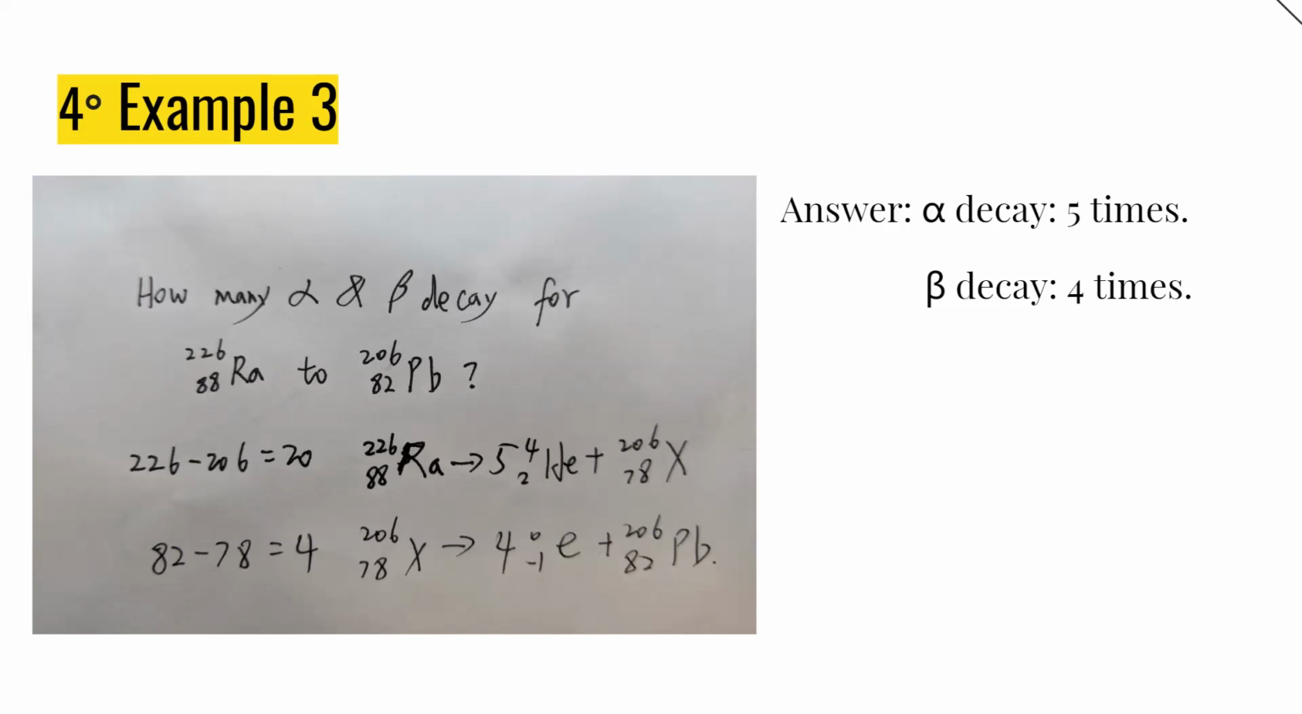So it will go 4 times, because every time it will release 1 electron in the reaction. So the answer is alpha decay 5 times and beta decay 4 times.